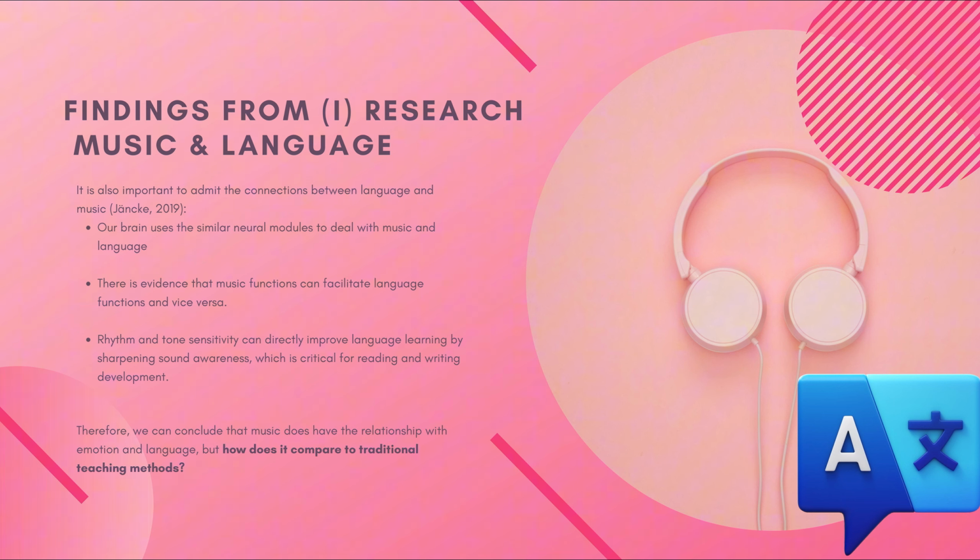It is also important to admit the connections between language and music. Our brain uses the similar neural module to deal with music and language. There is evidence that music functions can facilitate language functions and vice versa. Rhythm and tone sensitivity can directly improve language learning by sharpening sound awareness, which is crucial for reading and writing development. Therefore, we can conclude that music does have the relationship with emotion and language, but how does it compare to traditional teaching methods?